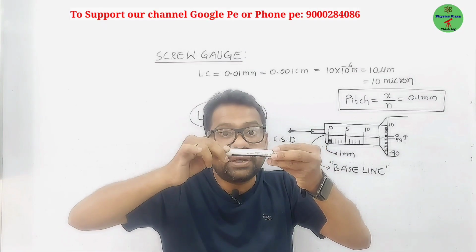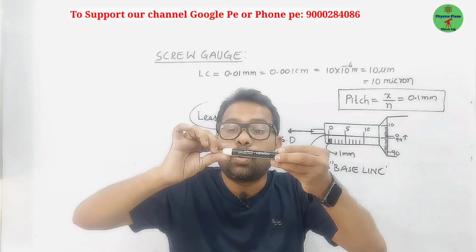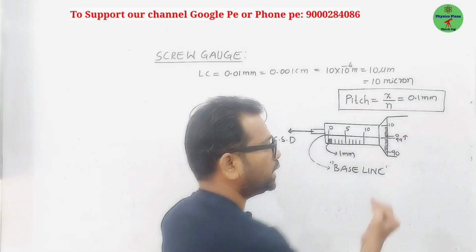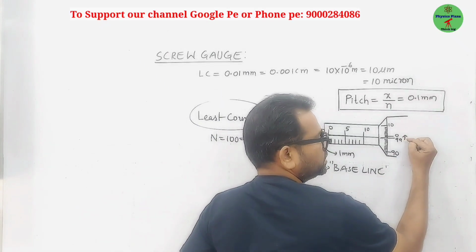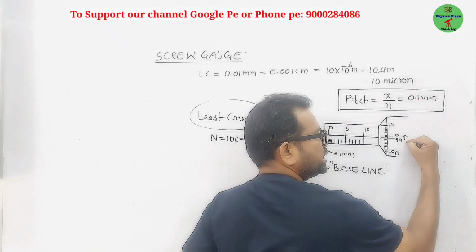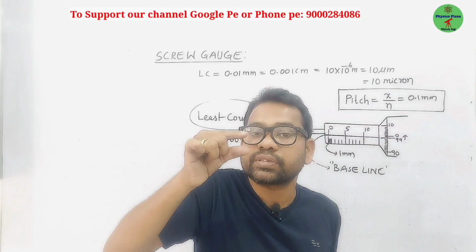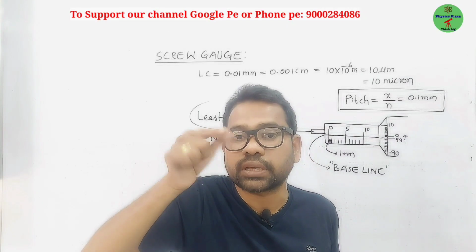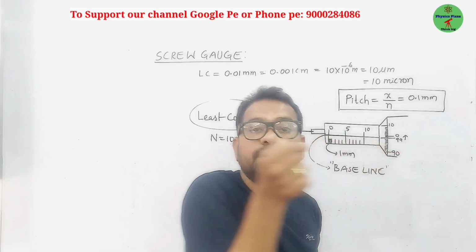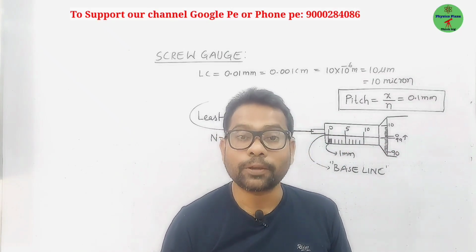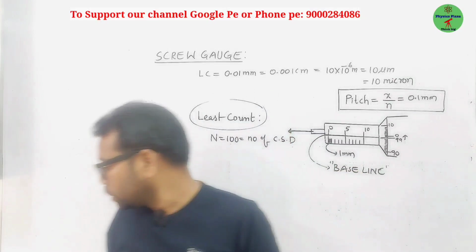But here we are not making a complete rotation; we are making sure that only one division of the circular scale is rotated. Like 99 to 98, then 98 to 97. Only one division of the circular scale is rotated. For that rotation of one division, the distance covered by the screw is what we call the least count of the screw gauge.